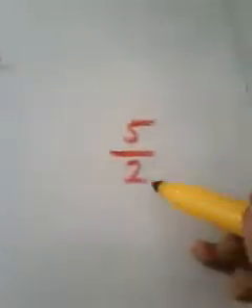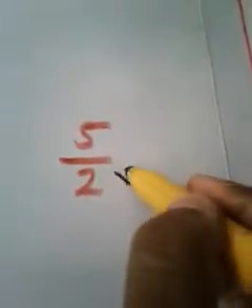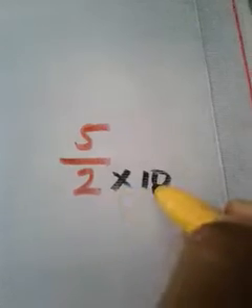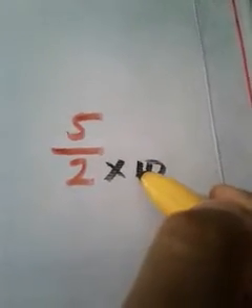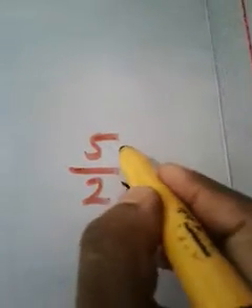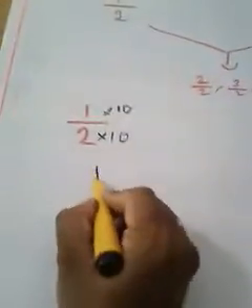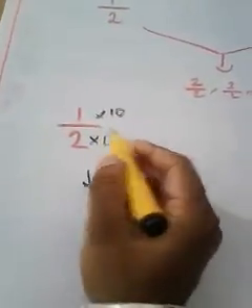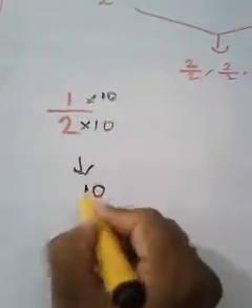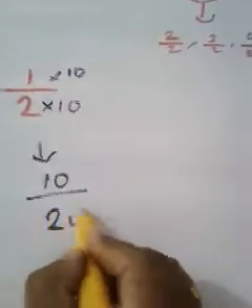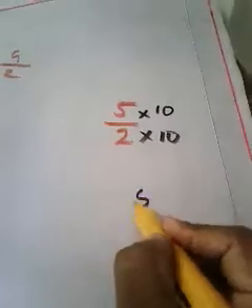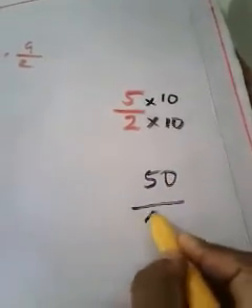And how can we make the denominator 20 here? Here also we can multiply with 10. 2 into 10 will be 20. Then whatever number you multiply in the denominator, with the same number I have to multiply in the numerator also. Then the rational number will be what? 1 by 2: 1 into 10 is 10, 2 into 10 is 20. And here 5 into 10 is 50 and 2 into 10 is 20.